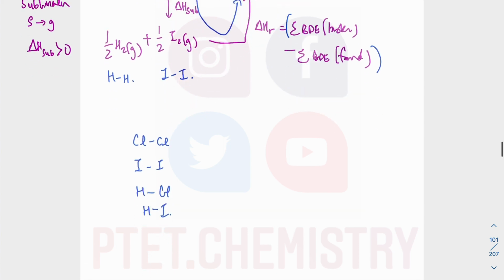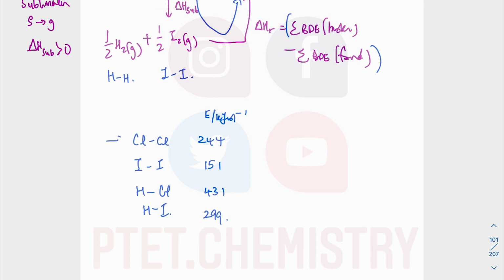So from the data booklet, the Cl bond gives me 244 kilojoule per mole. So these are the bond energy required to break 1 mole of the covalent bond. I'm not doing calculation in this question. It's a qualitative question where you're just looking at whatever is there.